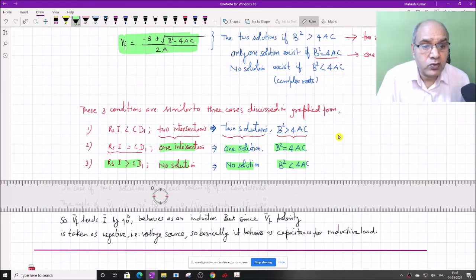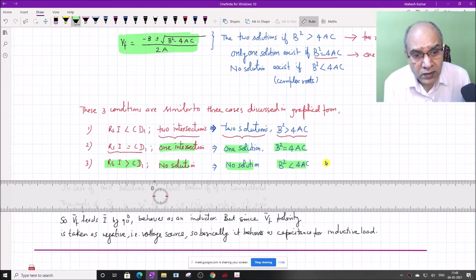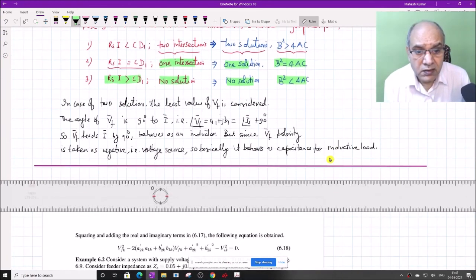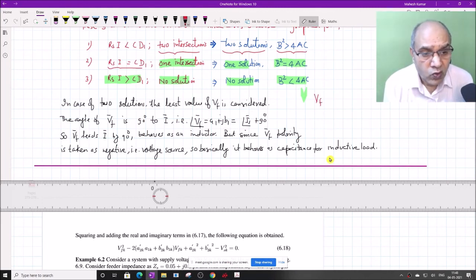So it is possible to solve for the value of BF depending upon the parameters of the system. Therefore, from this study we come to know that we can solve for BF, and we can check whether it exists or not, whether there are two solutions or one solution.